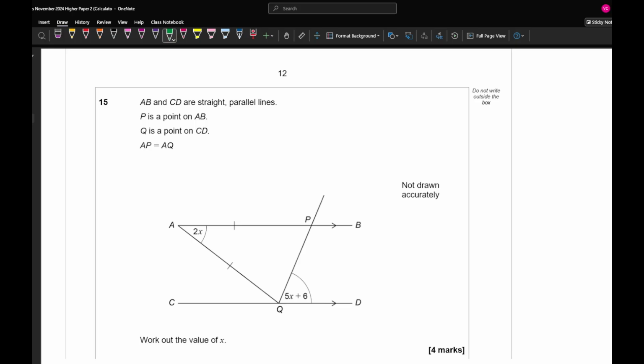if the line AB is parallel to CD, then this angle here and this angle here are going to be the same because they are alternate. So that's going to be 5x plus 6, and I'll just write alternate. Now because the triangle APQ is an isosceles triangle, this angle here is also going to be 5x plus 6. And that's because it's an isosceles triangle.